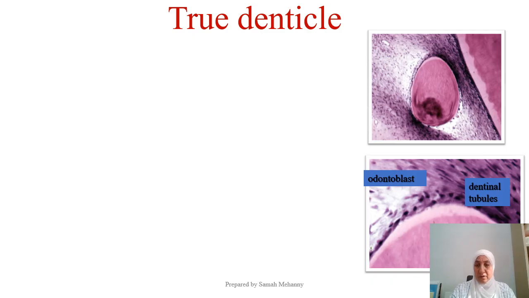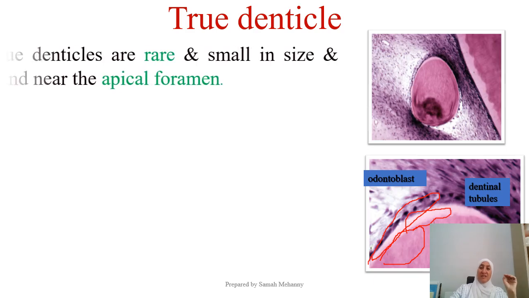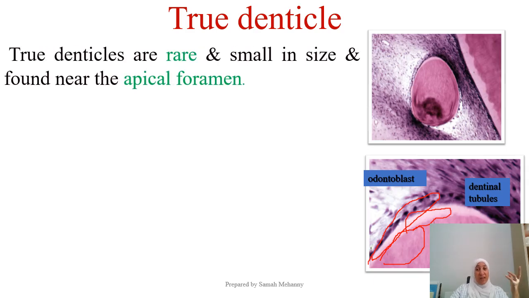Let's highlight: this is the dentin, this is the pre-dentin, and it is surrounded by odontoblasts. Thus, we call this stone a true denticle, containing true dental tissues. These true denticles are rare and exist mostly near the apical foramen.